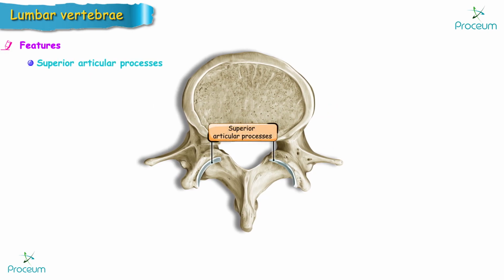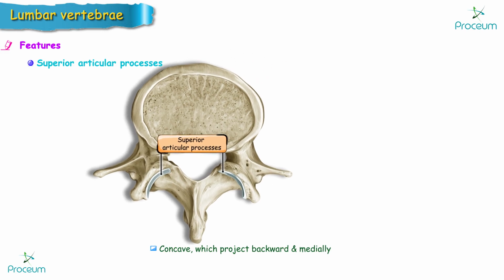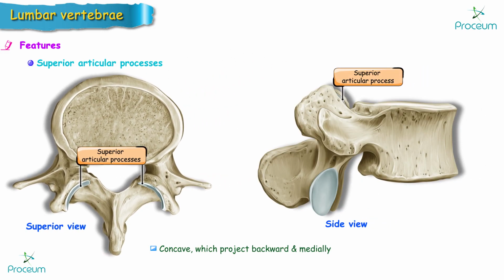Superior articular processes. The facets on the superior articular processes are concave, which project backward and medially. The superior articular processes lie farther apart from the inferior articular processes. Their posterior borders are marked by a rough elevation called the mammillary process.